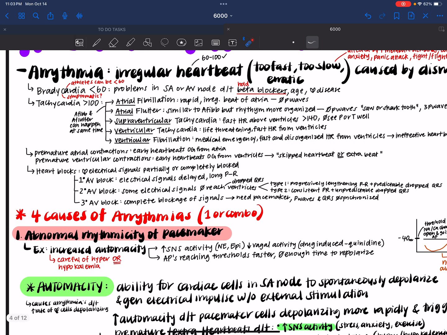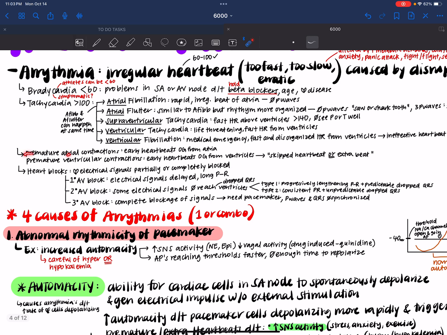Premature atrial contractions are early heartbeats that originate from the atria. Premature ventricular contractions are early heartbeats that originate from the ventricles. You'll feel like an extra beat or a skipped heartbeat. I don't think this is going to be on the exam, but it's good to know.